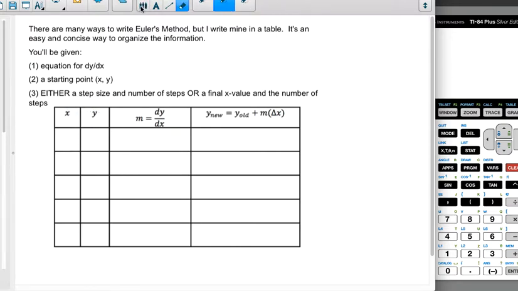And again, you don't have to use the exact method I use in terms of how to organize it. Euler's method is a specific method, and you're going to use that, but you don't have to use this table if you don't like it.